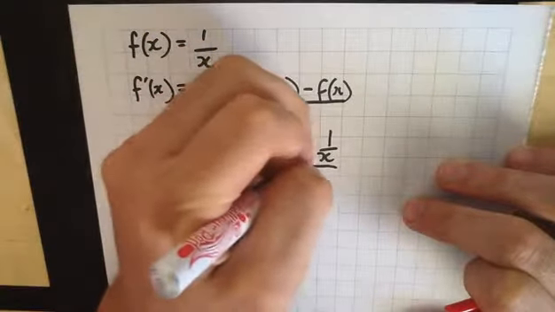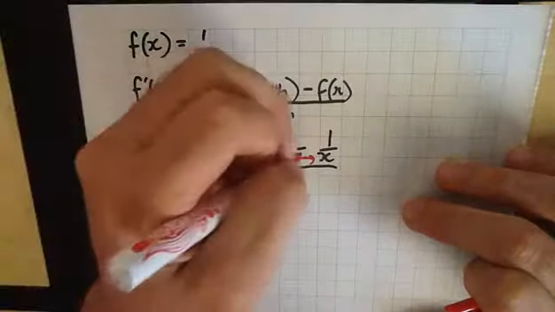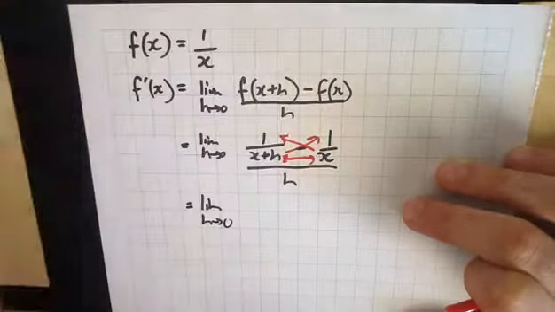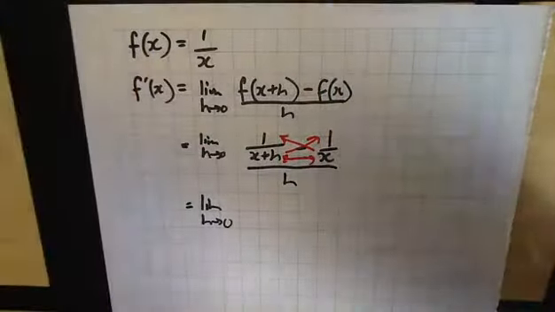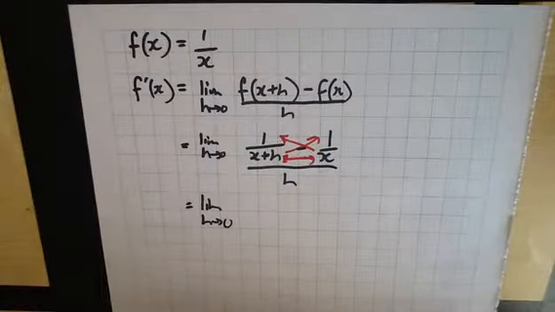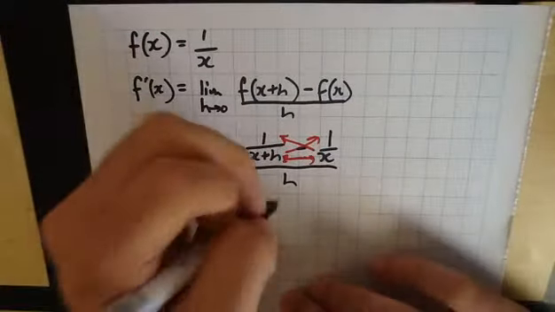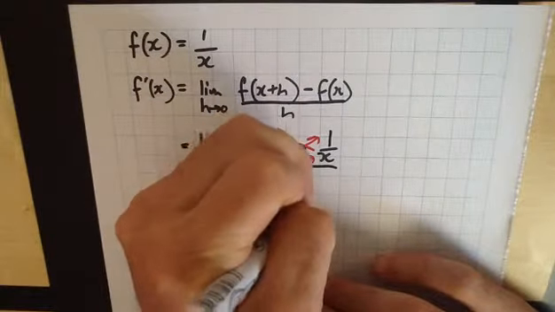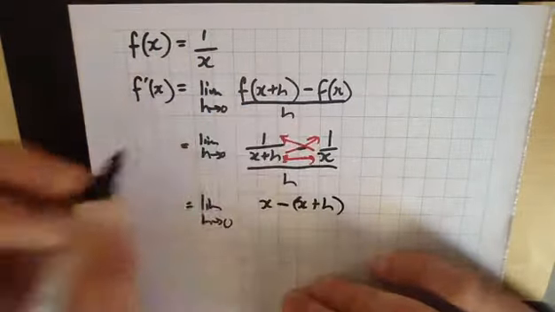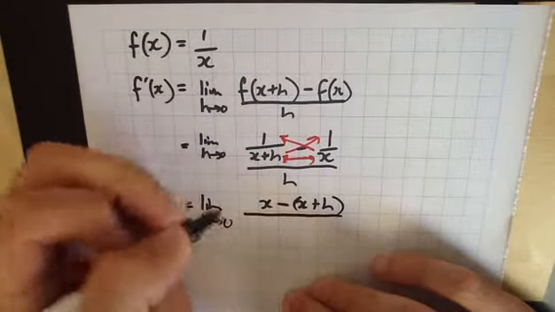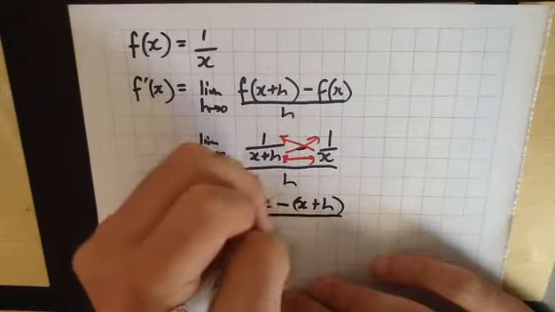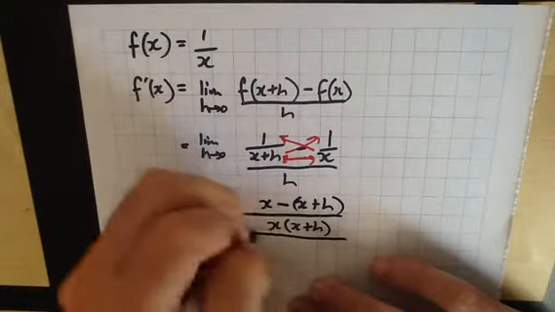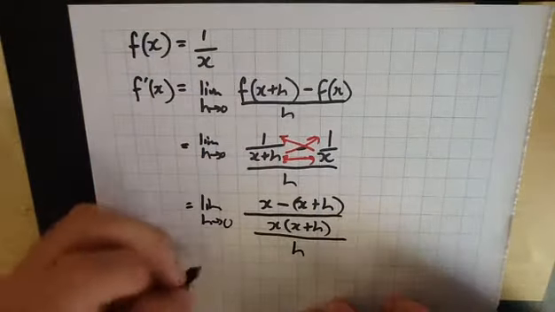So in effect what you're doing is you're multiplying these two here, you're multiplying that with that, and you're multiplying that with that. Okay? So that is how I get this. That would become x subtract x plus h all over, now these two multiplied together would be x and then x plus h, and that is all over h.